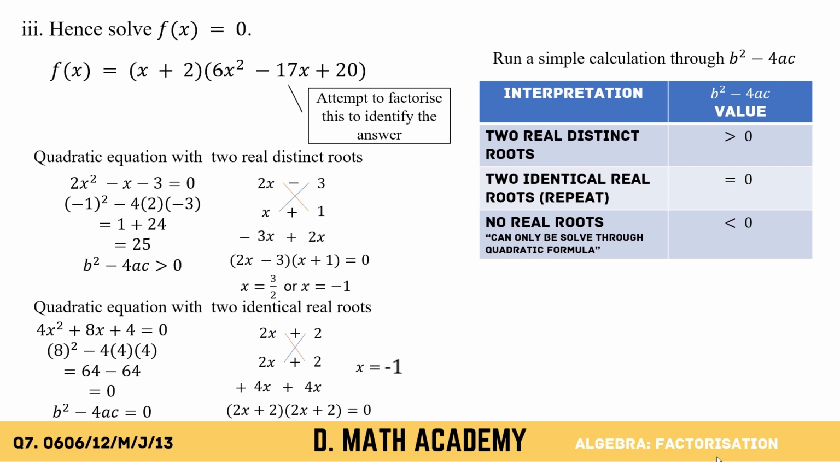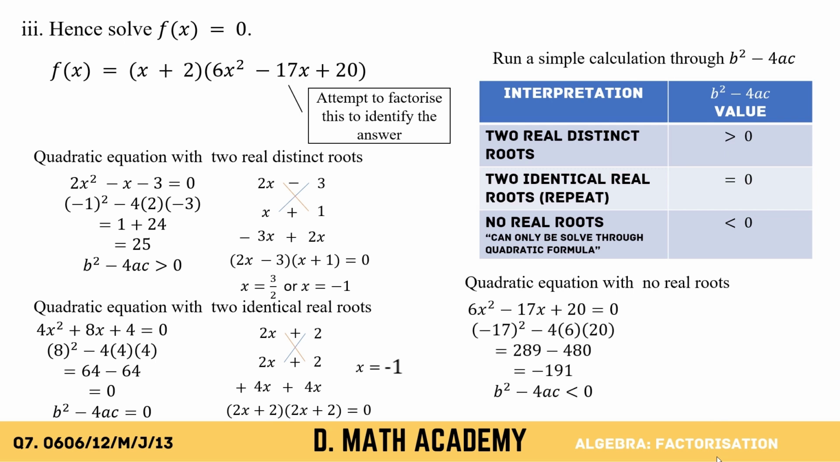And for the last part, which is 6x squared minus 17x plus 20. So this is the quadratic equation with no real roots. I'm going to show you why it is so. Our 6 is actually our a, our negative 17 is b, and c is 20. Substitute in the calculation, you get negative 191 as the result. So our b squared minus 4ac is now less than 0.